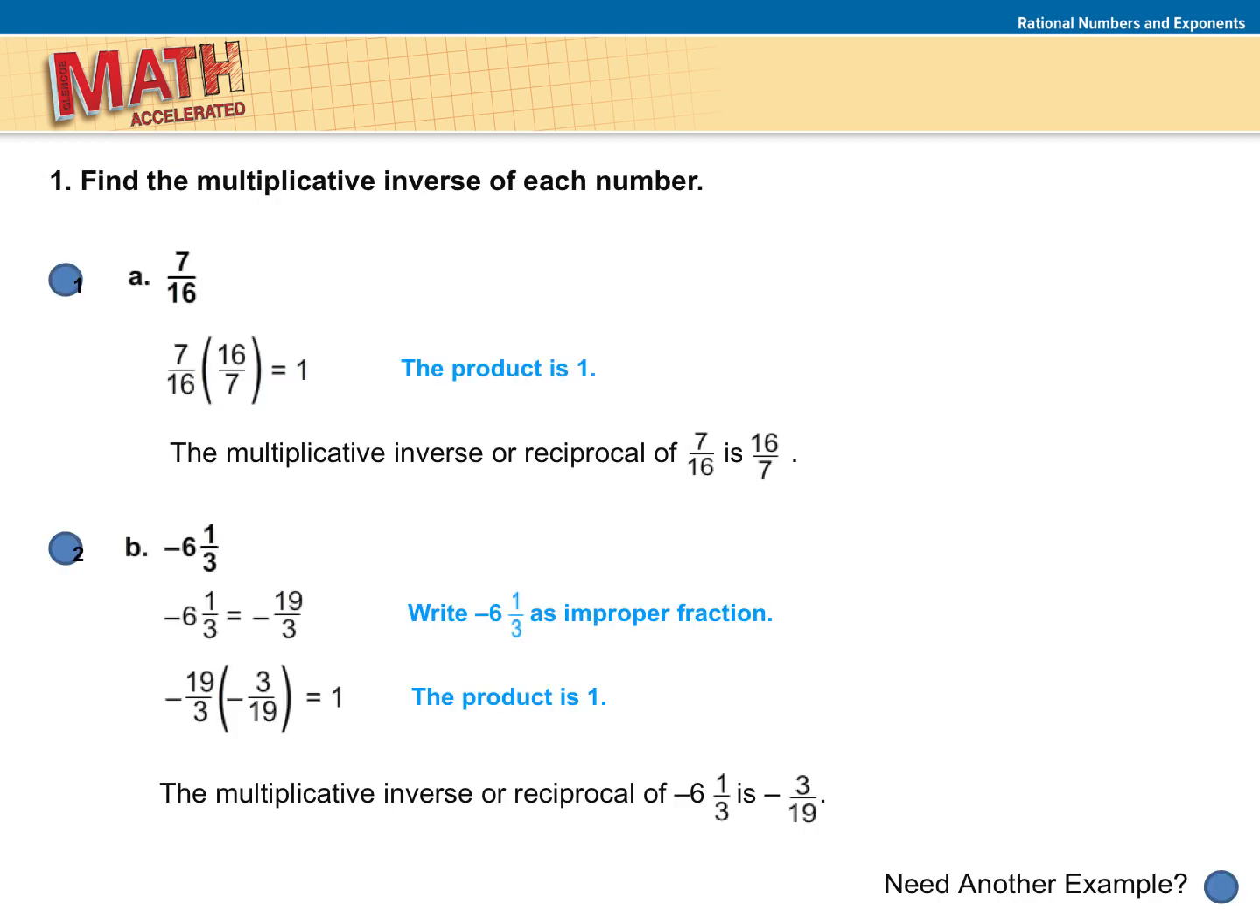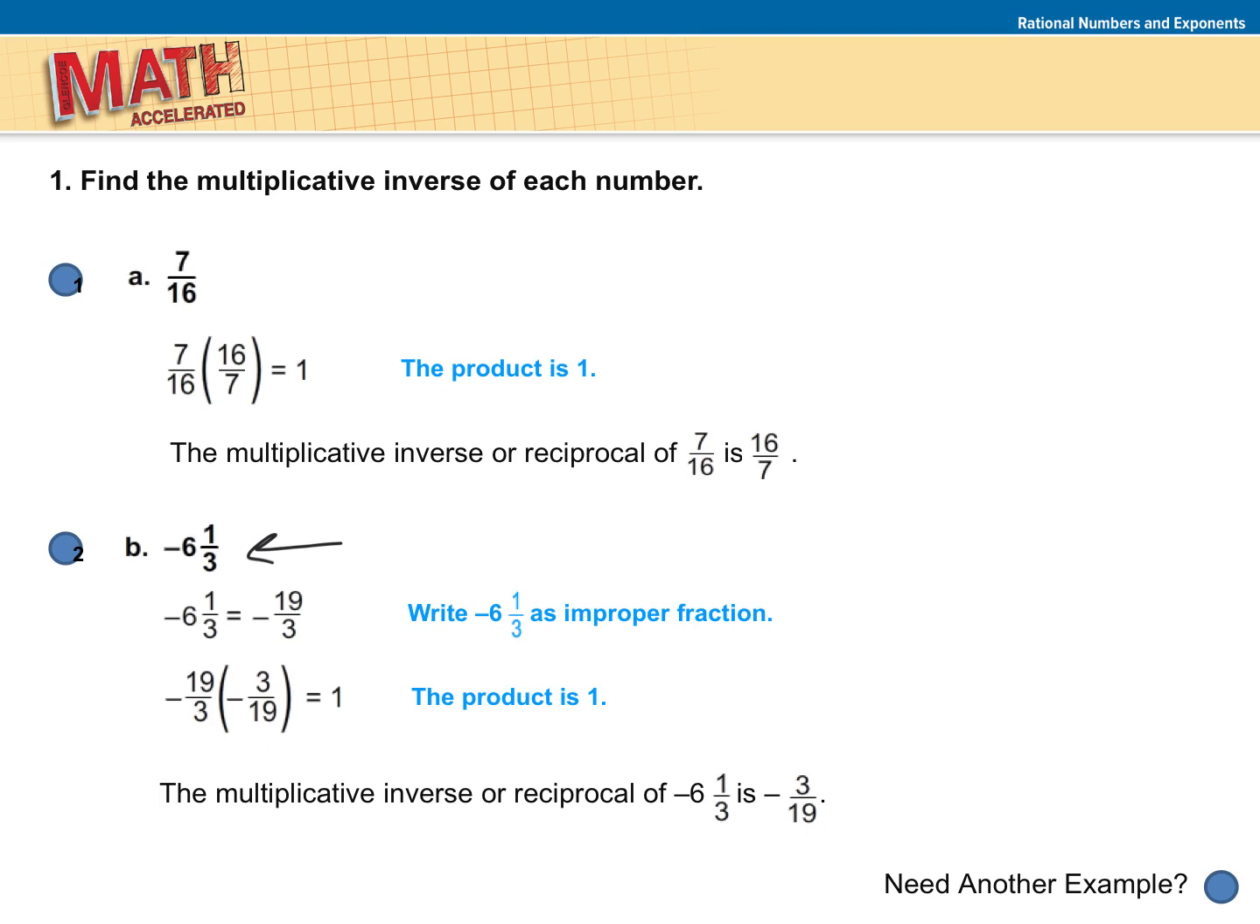Okay? So we already talked about multiplicative inverse is just the reciprocal of what they start with. Okay? This right here, what kind of number is that? It's a mixed number. What do we need to do with mixed numbers before we can do anything? Make it improper.